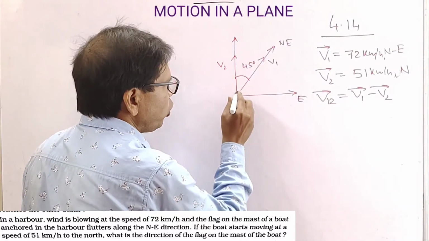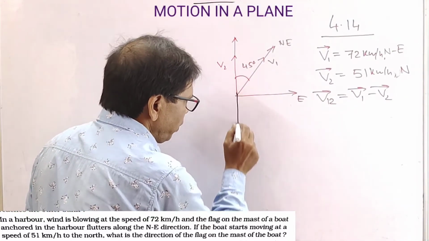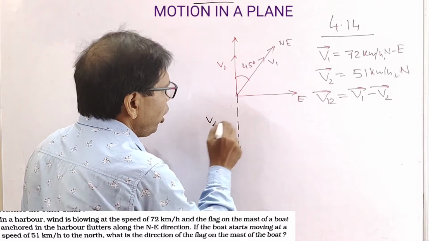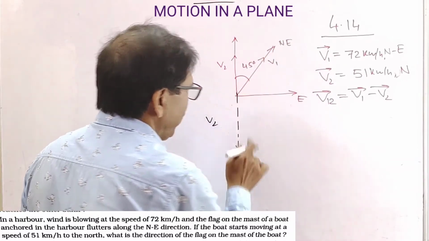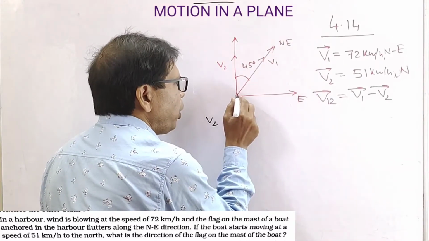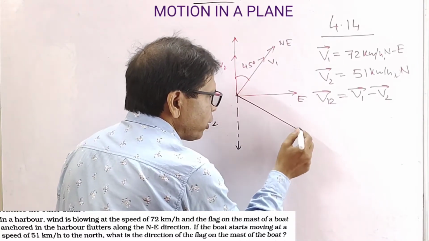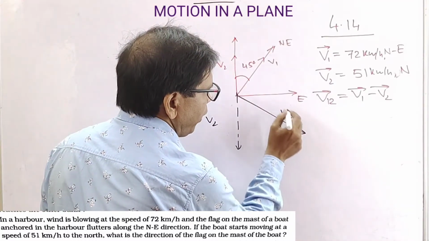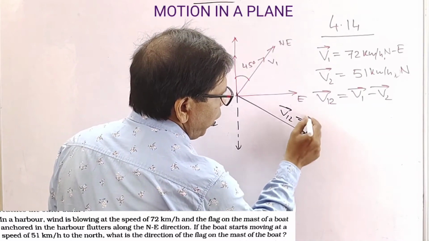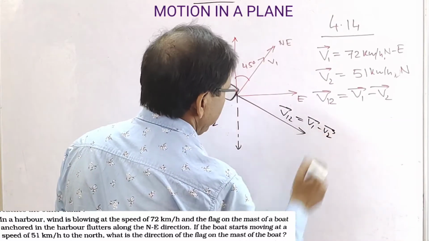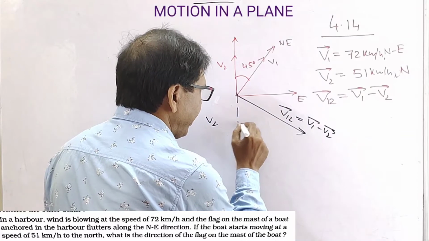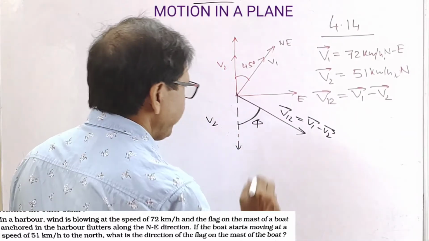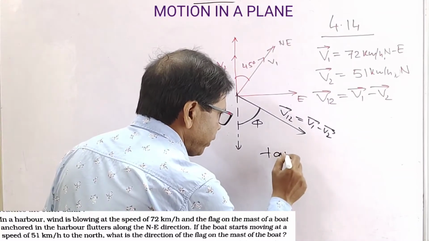Now the relative velocity of wind with respect to the ship: look at this, this is minus V2. This is V1 and this is minus V2. So the relative velocity is directed along this direction. Okay, so this is the VR vector, this is V1 vector minus V2 vector. Suppose this angle is phi. So look at this, this is tan phi.